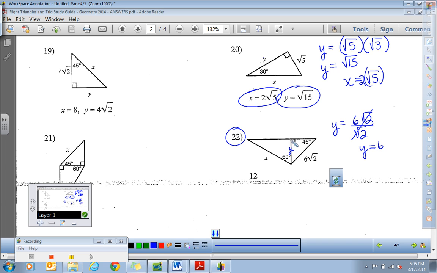Okay, and then this, in the 30, 60, 90, is the short leg. So to go from the short leg to the hypotenuse, you multiply by 2. So to get x, which is the hypotenuse, you take 6, and you multiply by 2. So x is equal to 12.